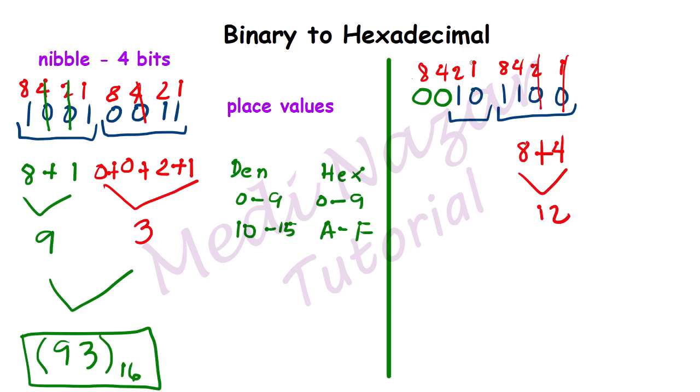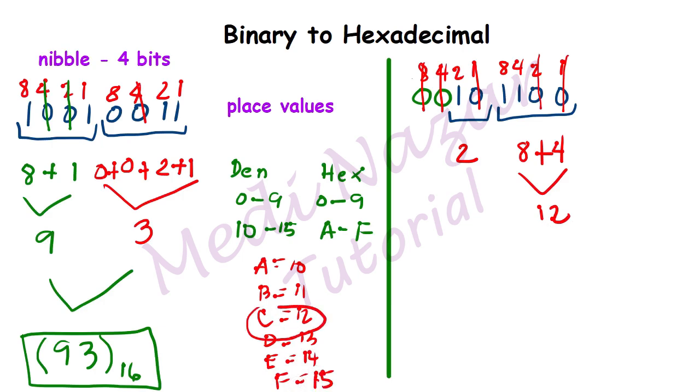And for this, we have 1 times 0 is 0 and 2 times 1 is 2. And then we have 4 times 0, 0, 8 times 0, 0. So we only have 2 for this nibble, okay? And then since we got 12 here, this is actually a denary, we have to convert this to its hex equivalent, wherein A is equal to 10, B is equal to 11, C is equal to 12, D is 13, E is 14, and F is 15. So 12 is C in hexadecimal.